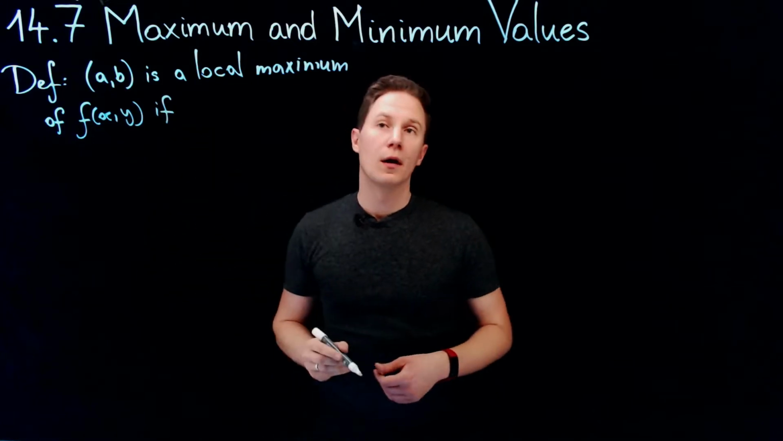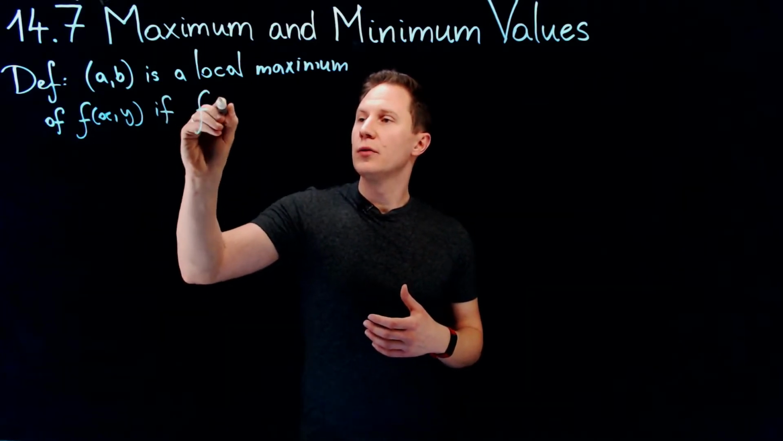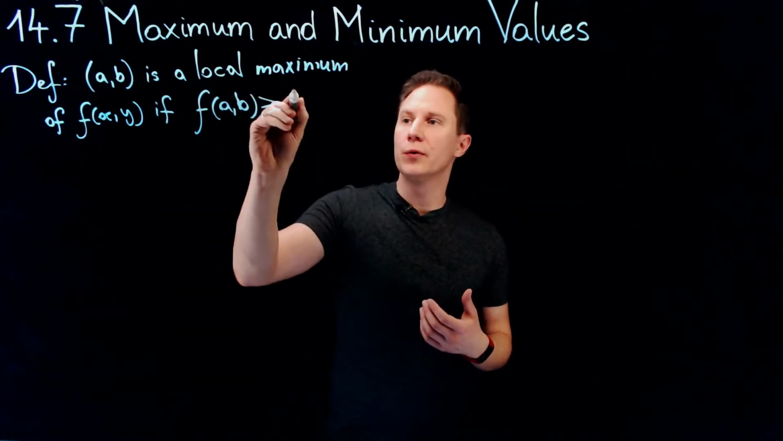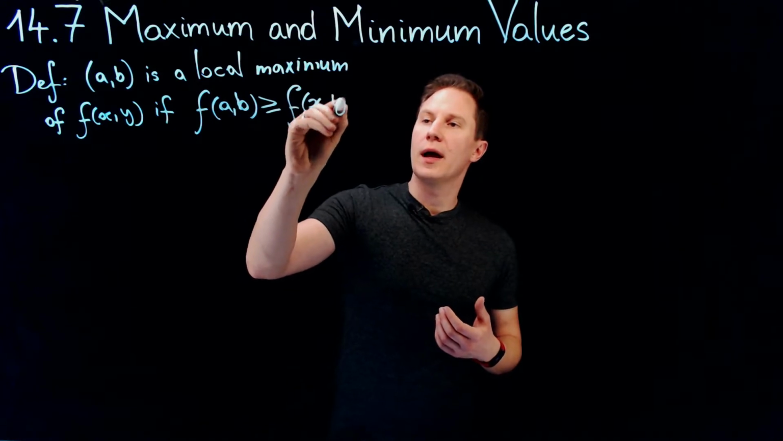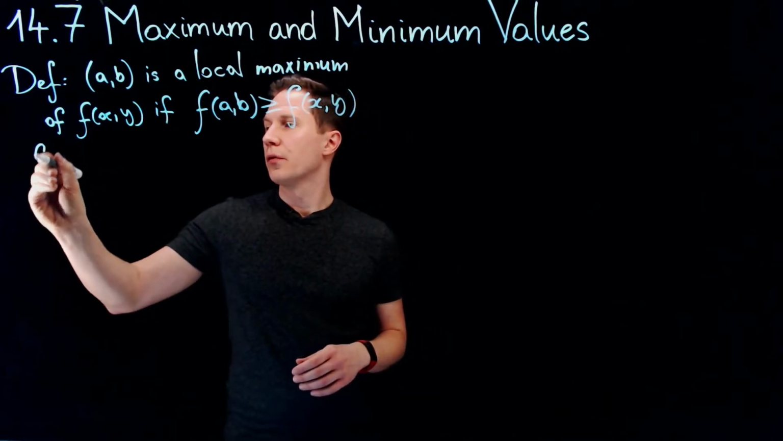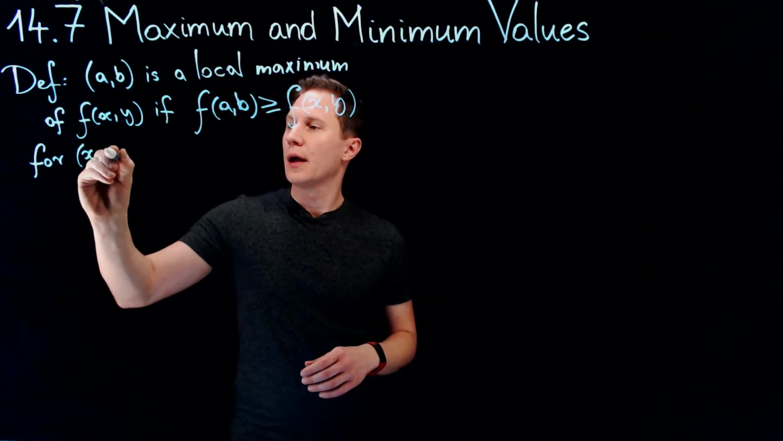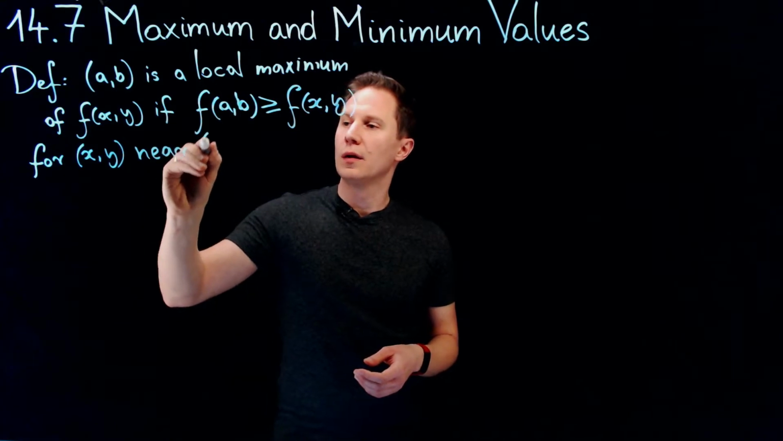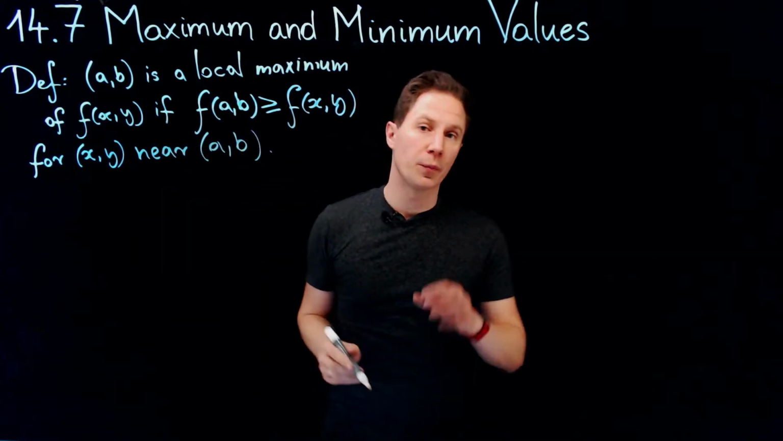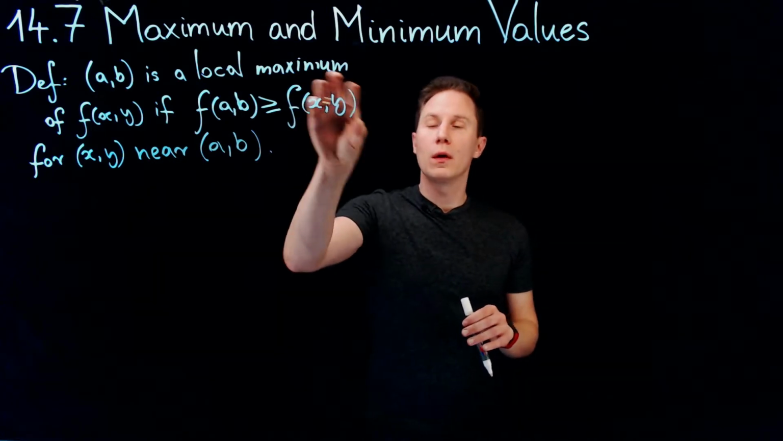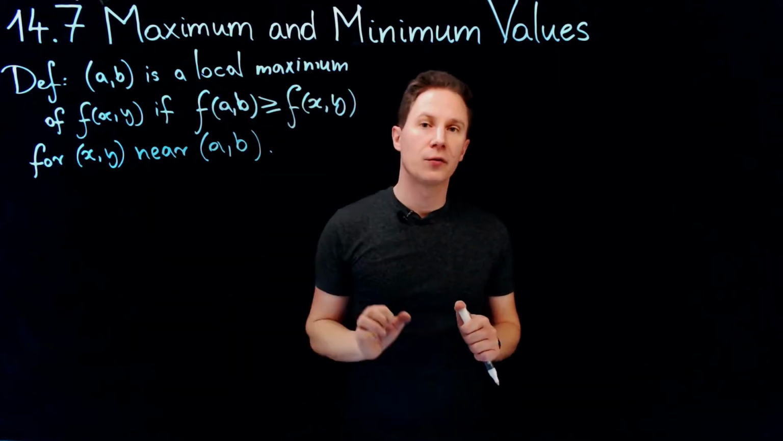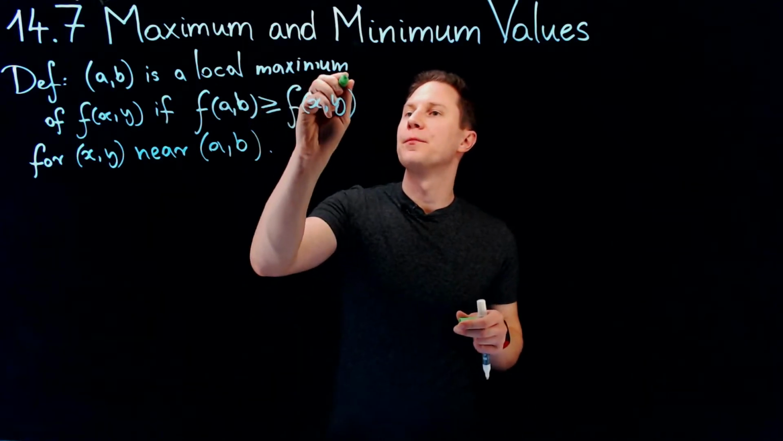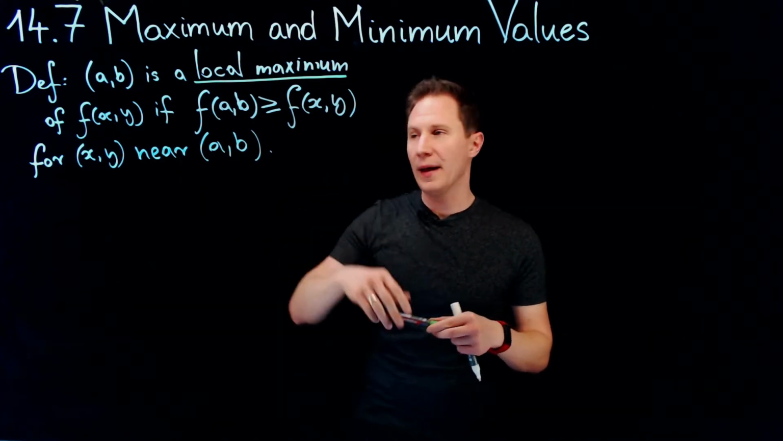if the value the function takes at (a, b) is greater than or equal to f of x, y for points that are near (a, b). So in the neighborhood of the point (a, b), all values that the function takes are less than or equal to that value that the function takes at (a, b). Okay, so that's a local maximum.